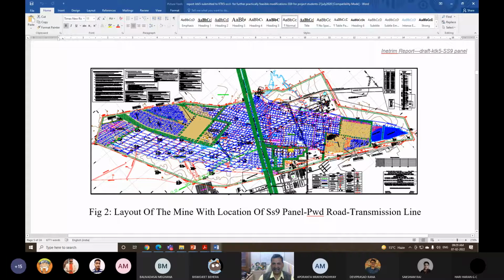Now you see, entry you must have already understood. This is the main inclines, right? You can see here two main inclines, and then from there we have different trunk roadways, and then these galleries will appear like these pillars instead of a rectangular pillar. In the beginning it was rectangle, and at that time even manual mining was done. So there was no problem.